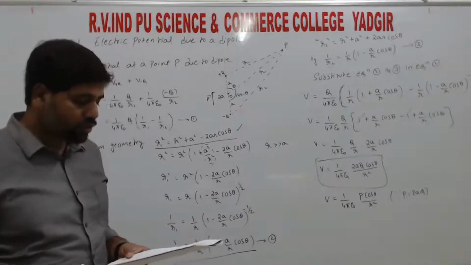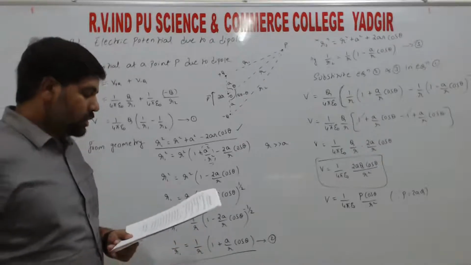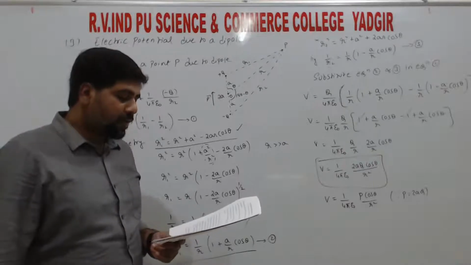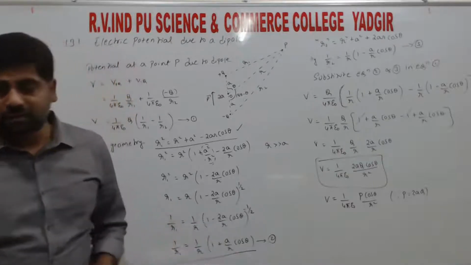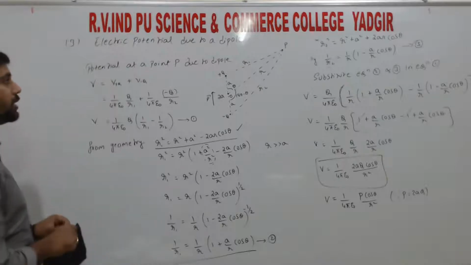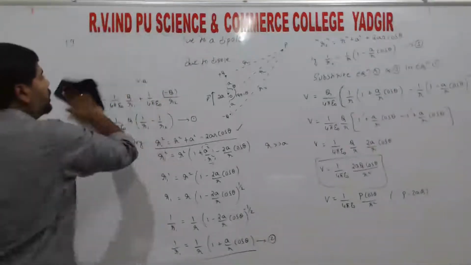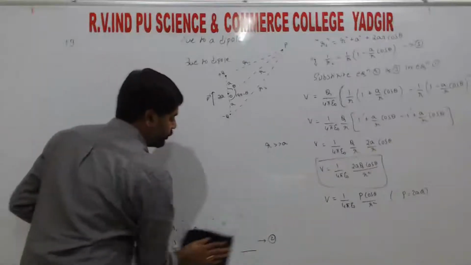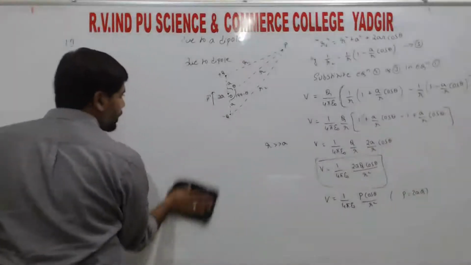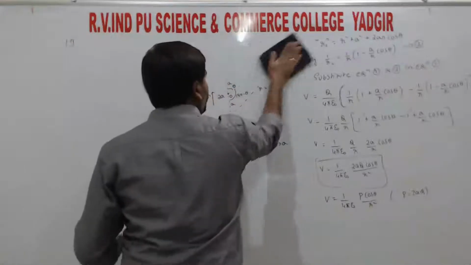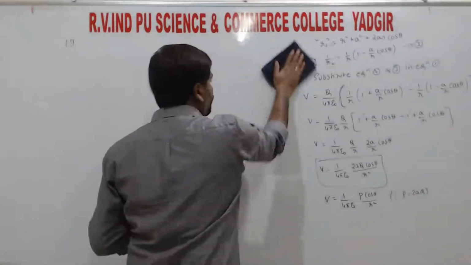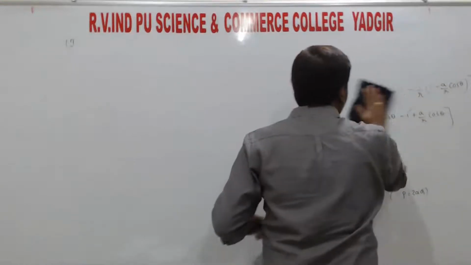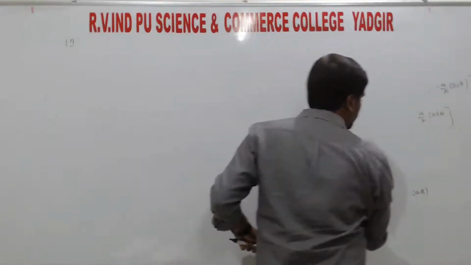Move on to the next question. Derive sigma is equals to n e square tau by m, where symbols have their usual meanings, right? So this is from current electricity, that is conductivity. So conductivity is the reciprocal of the resistivity, right? So sigma is equals to 1 by rho. So here we are going to find the value of rho.